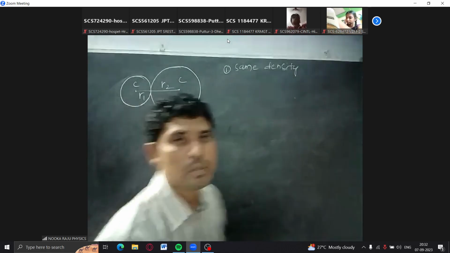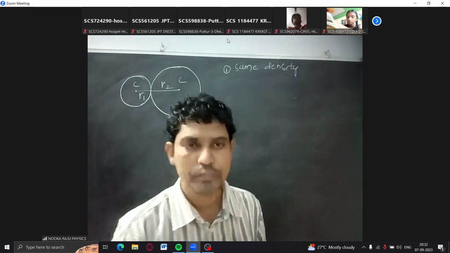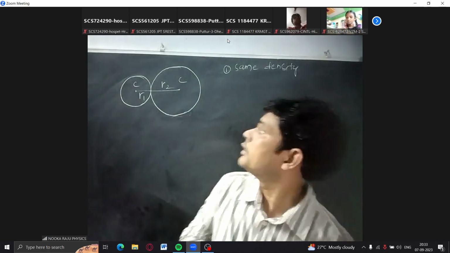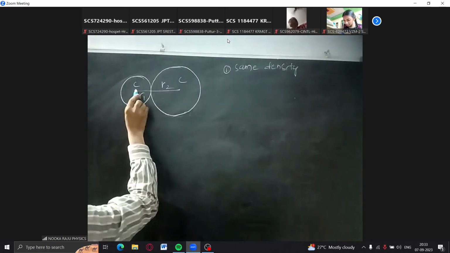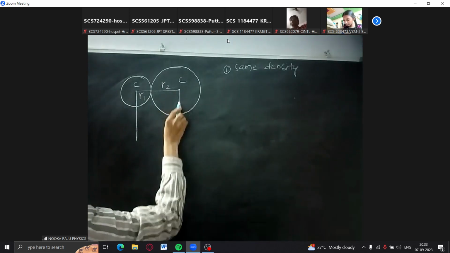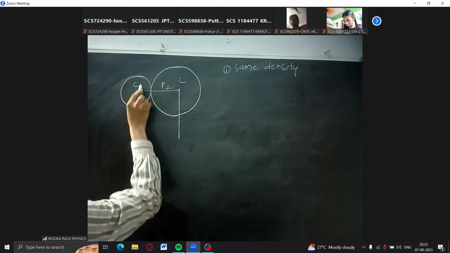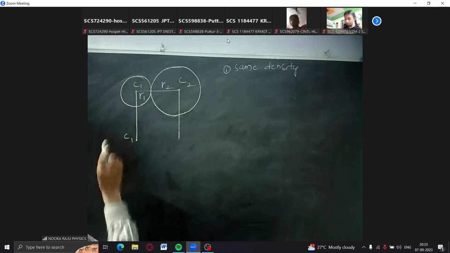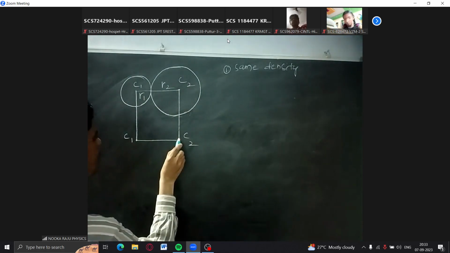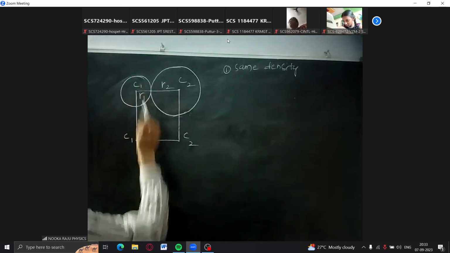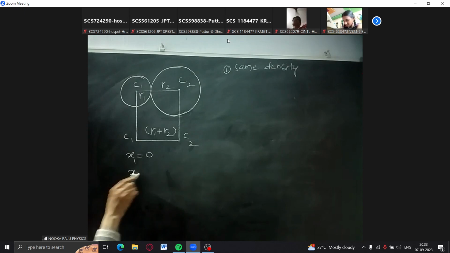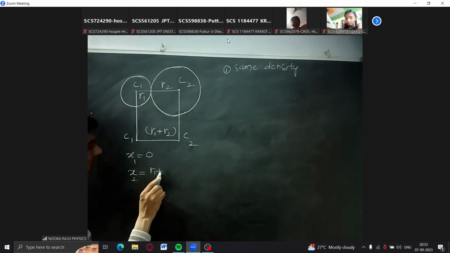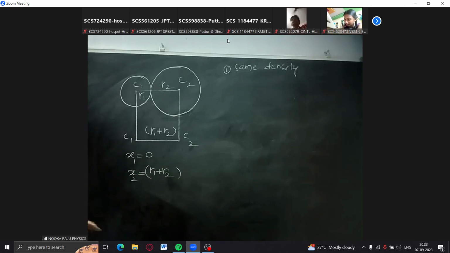So can you find out? Same manner as the discs concept. This is C1, this is C2. The distance between these two points is R1 plus R2. Here also x1 equals 0, and x2 equals R1 plus R2, like before.